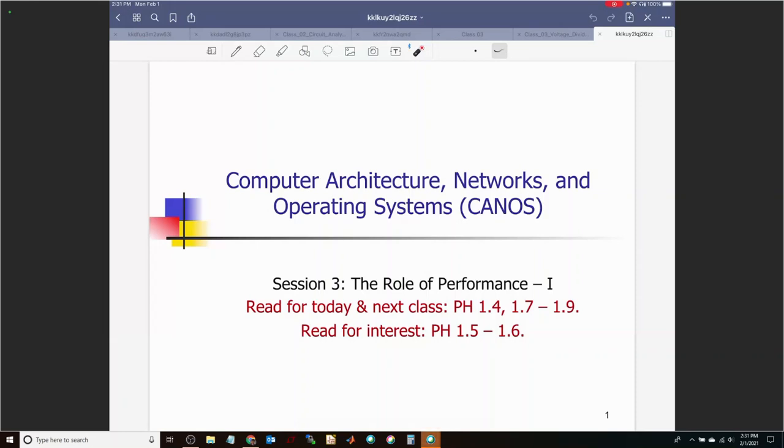We are going to be talking about the role of performance in computer design, right? Whenever we talk about buying a computer, we look at its performance. But what about its performance do we look at? How do we quantify performance? We're going to do this in 2 lectures. We are looking at part 1 right now. In class 4, we will be looking at part 2.